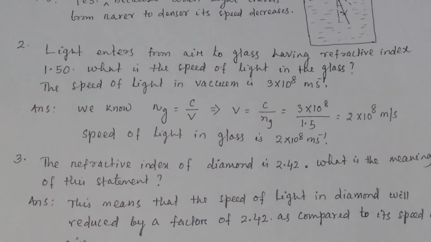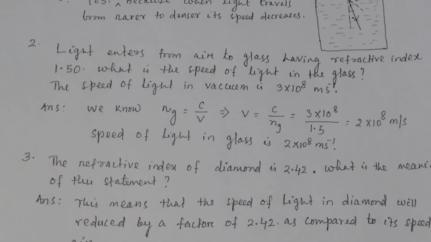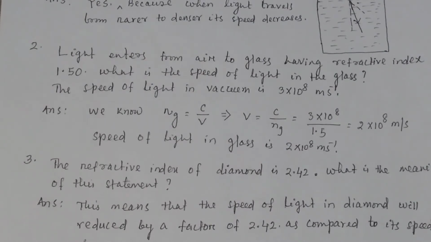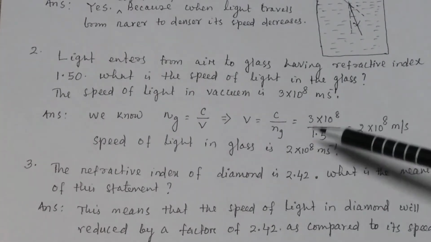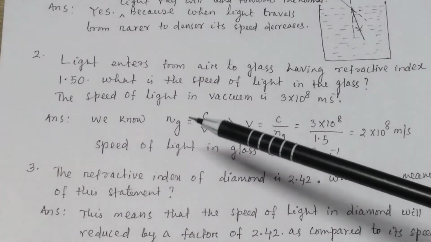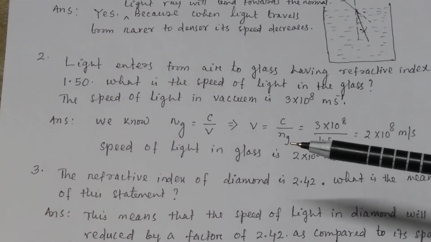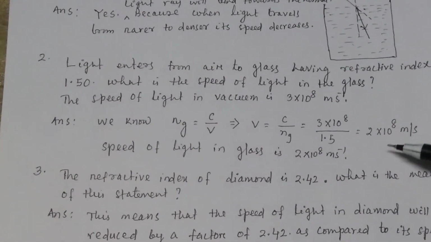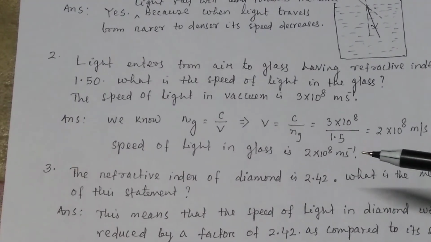Next question. Light enters from air to glass having refractive index 1.5. What is the speed of light in glass? The speed of light in vacuum is given as 3 into 10 to the power 8 meter per second. From the expression for refractive index, absolute refractive index of glass is equal to c by v. So v will be equal to c by ng, so 3 into 10 to the 8 divided by 1.5. So it will be equal to 2 into 10 to the 8 meter per second. The speed of light in glass is 2 into 10 to the 8 meter per second.